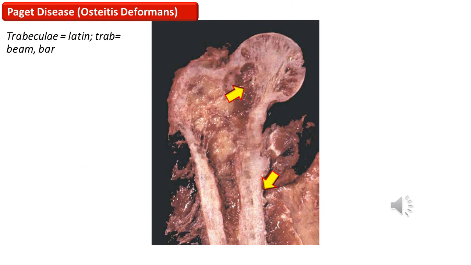This is a gross specimen of a femur, and the cut section of the femur, where you can see in the lower arrow there is cortical thickening, and in the upper there is coarse trabeculation. These trabeculae, as you know, are derived from the Latin word trab, and it means beam or bar. So these thickened trabeculae, or bars or beams, are not going to provide structural support to the bone due to the various morphological defects we have seen earlier.